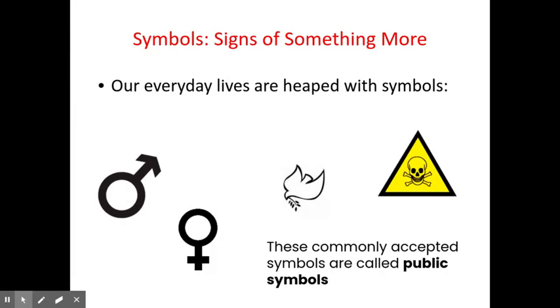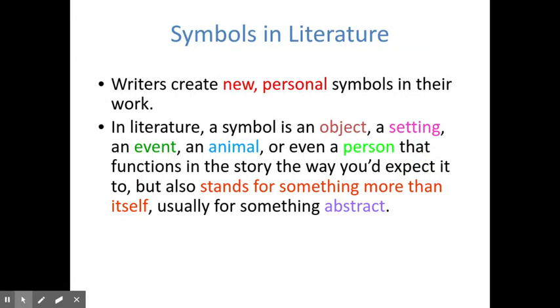Here are some common symbols. You see these all the time, the symbols for male and female. The dove is a symbol of peace. This, of course, is a symbol for poison. These are sort of universal symbols. You see them all the time. People know them. People get them. But in literature, it's a little different.